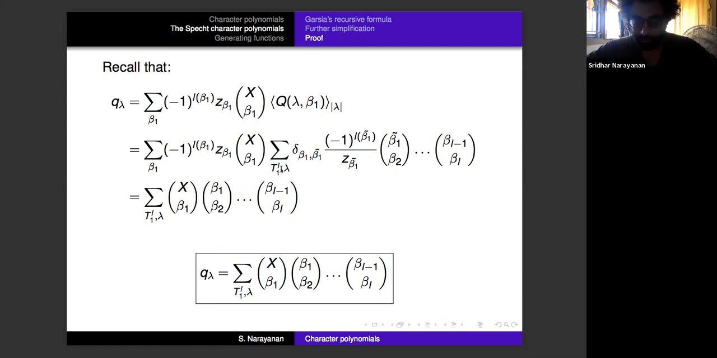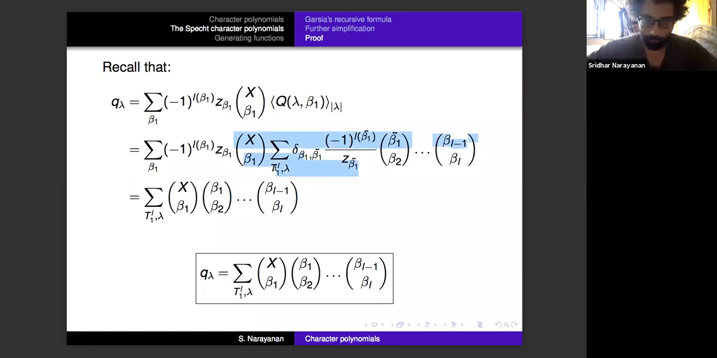It's restricted to be in the range that T1L specifies. That's what I'm doing by adding delta. That's what I'm trying to denote by this delta thing. So we can replace this sum over arbitrary beta 1 by this sum over this polynomial and this partition, right? This is just shorthand notation.